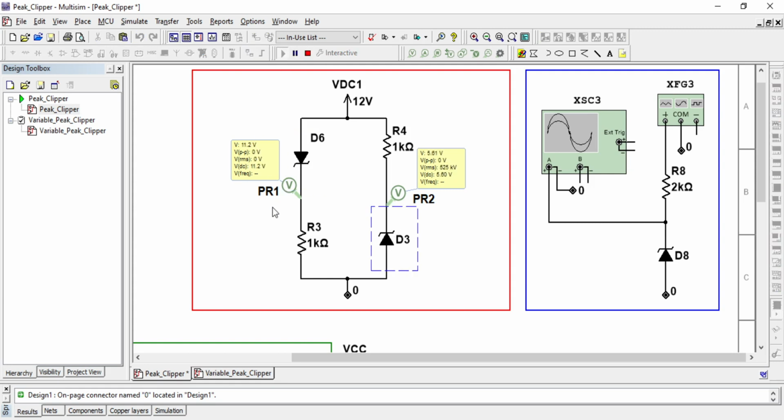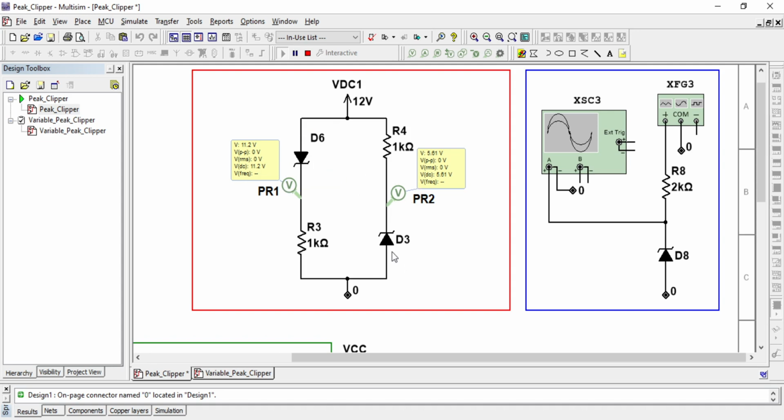So this Zener diode D6 is forward biased, whereas D3 is reverse biased. Let me simulate this design, and you can see here we are applying 12 volt at the input, and after the diode we are getting 11.2 volt, somewhere around 0.8 volts loss. So the diode D6 has a forward voltage drop of 0.8 volt, which is more or less near to the 0.7 volt in our problem statement.